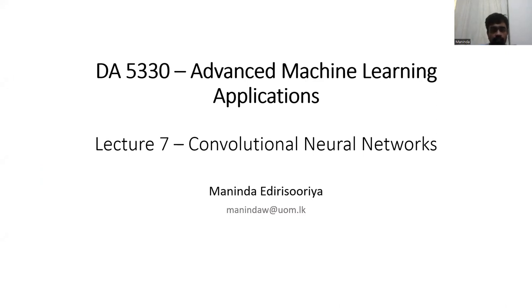Today we have lecture 7, which is on convolutional neural networks, a specific type of neural network that is somewhat different and more advanced compared to the neural networks we have learned in the previous couple of weeks. In the previous weeks, we mainly learned single layer perceptron and multi-layer perceptron. Basically, what we were really learning was feedforward networks, right?